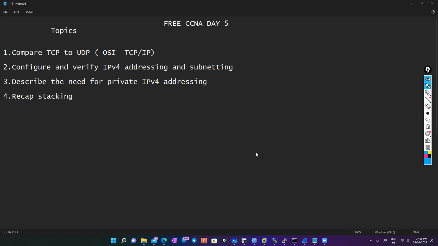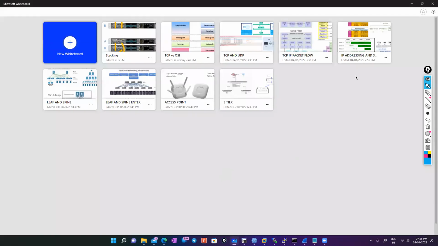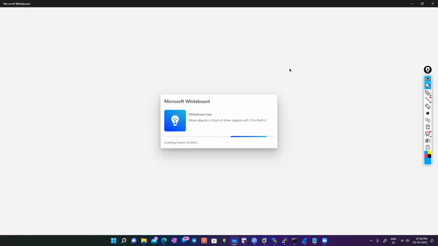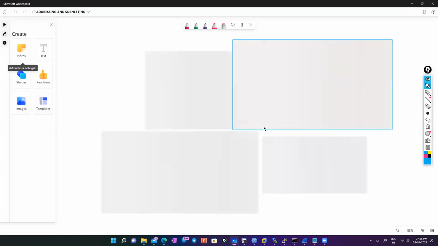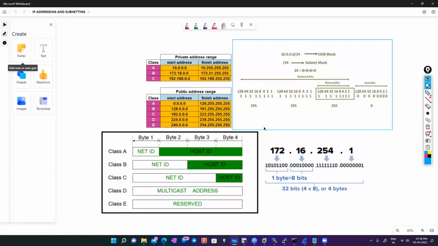Let's get started. I'll open my whiteboard. I think this picture would be very helpful for you as beginners. It's very helpful to visualize what IP scheme we should use and what the difference is between a private address and a public address, all that.